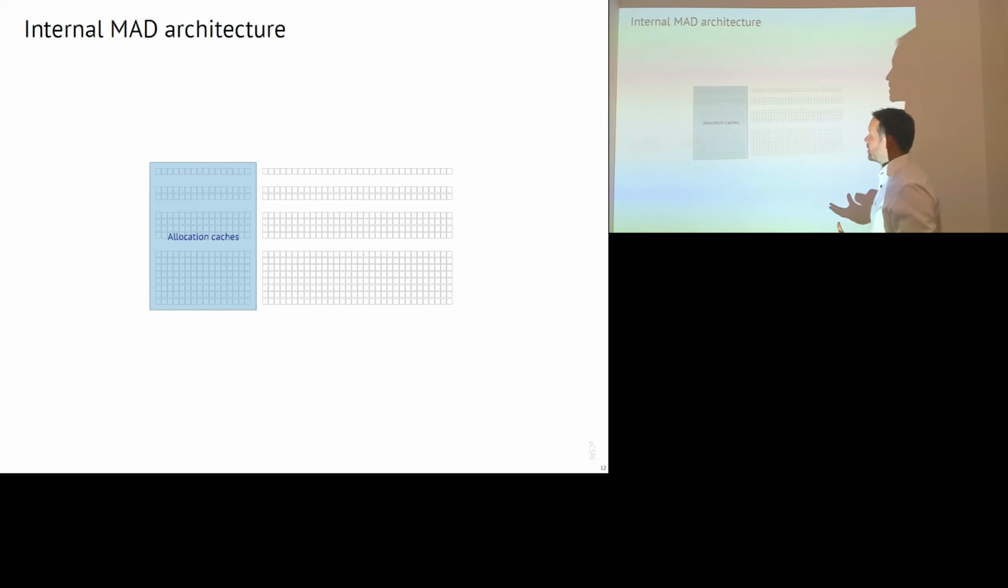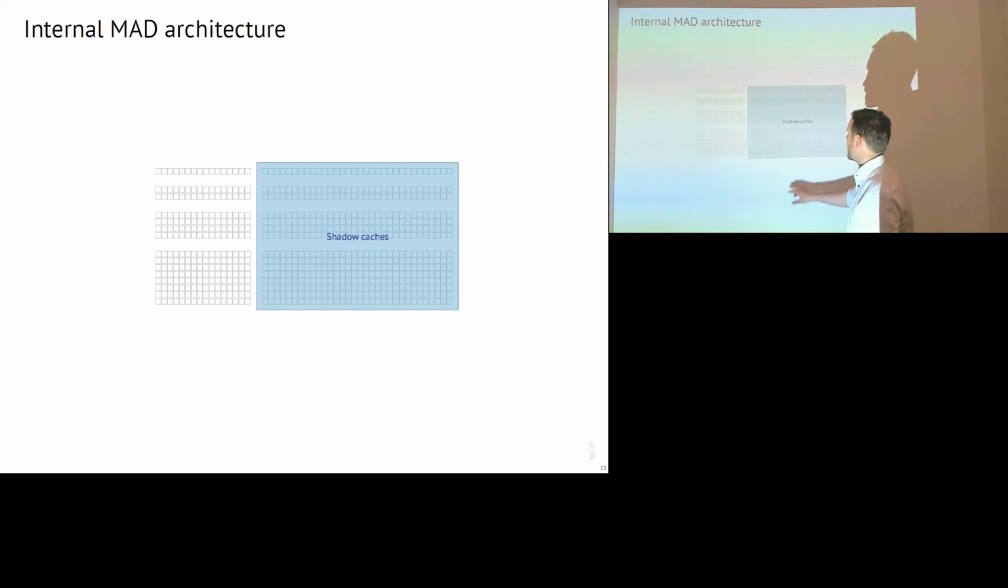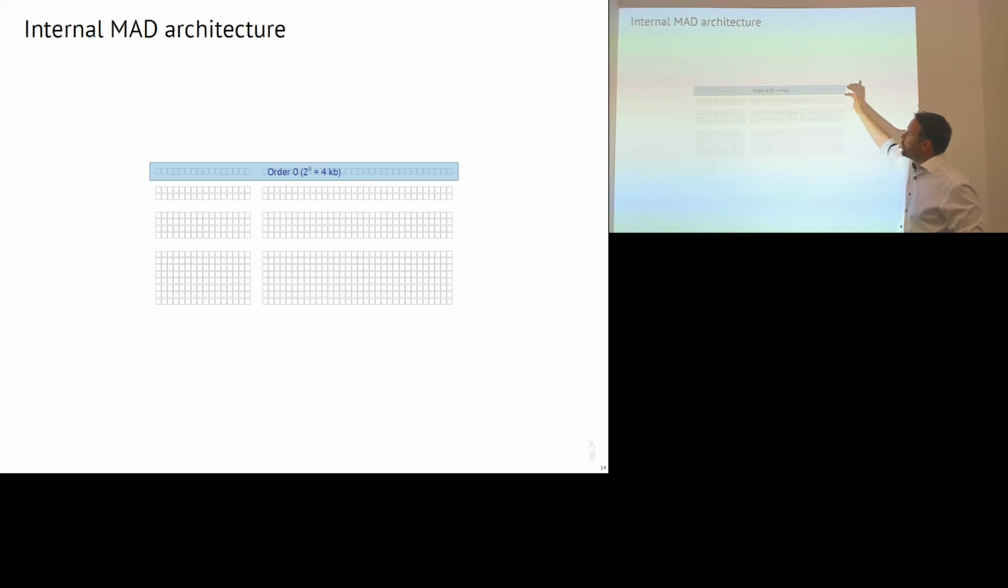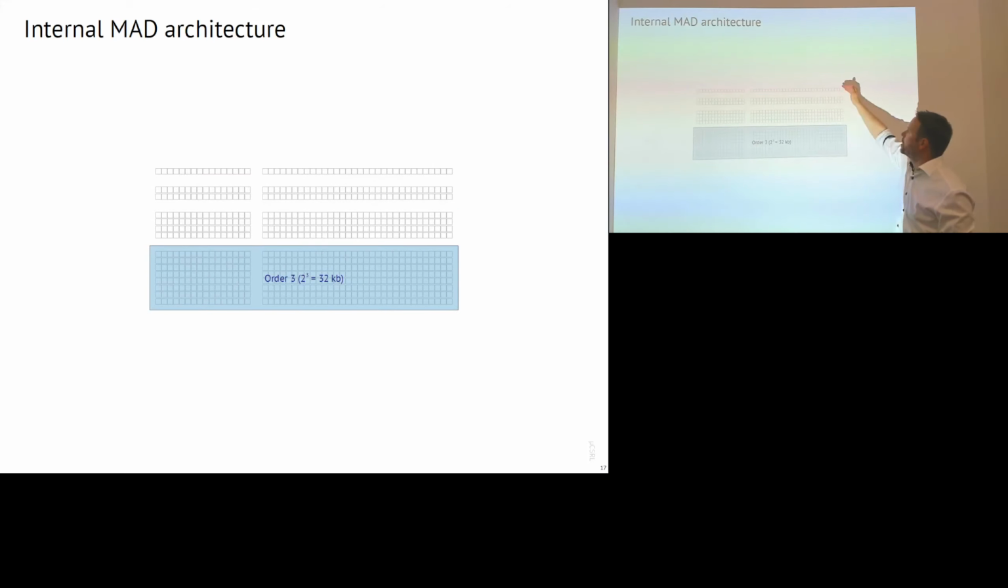MAD itself consists of two types of caches: so-called allocation caches that serve allocation requests, and shadow caches that hold freed pages. All of these allocation and shadow caches are in specific orders, similar to a buddy allocator. They have order 0 to order 3, so from 4 kilobytes to 32 kilobytes for illustrative purposes. In the actual implementation, we have up to order 10.